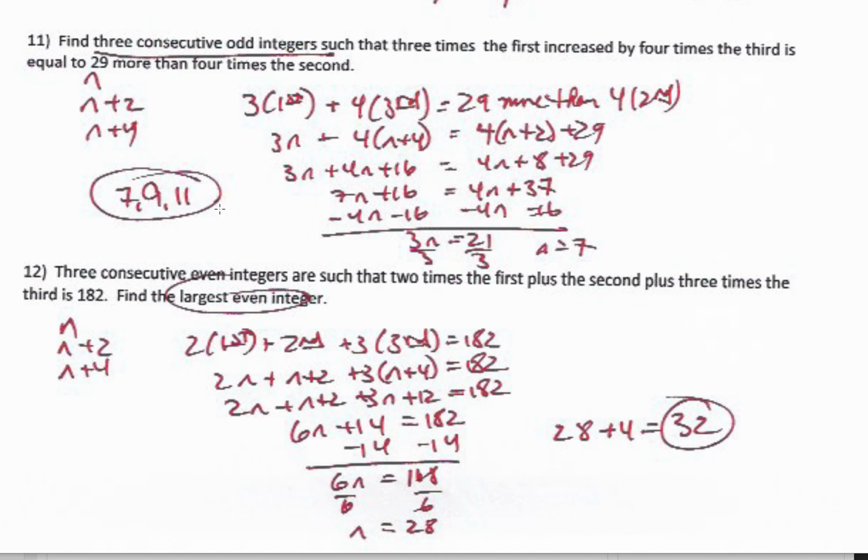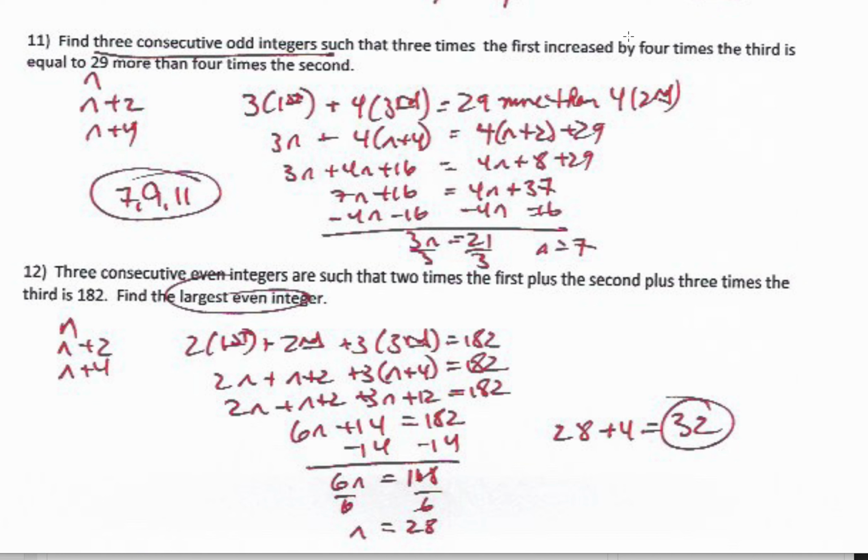Number 11, find 3 consecutive odd integers. Such that, well, first off, 3 consecutive odd would be n, n plus 2, n plus 4. I know it might seem strange why consecutive odd are n plus 2 and n plus 4, but if you think about it, let's just say the answer works out to be 11, 13, and 15. To go from 11 to 13, you have to go up 2. To go to 15, you have to go up another 2, which is a total of 4.